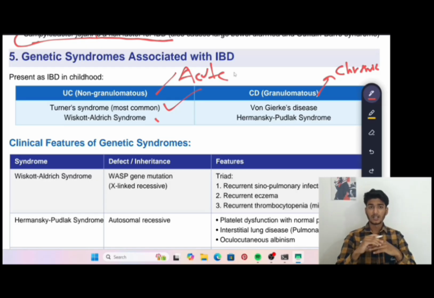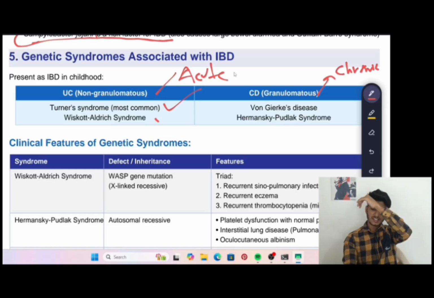The platelets will be decreased largely, and the next is Hermansky-Pudlak syndrome. This is an autosomal recessive disorder. Here, there is platelet dysfunction with normal platelet count. Platelets will have dysfunction. They will have disrupted shape. They will not act properly. They will not do their work. But the count will be normal. So that you will see in Hermansky-Pudlak syndrome.